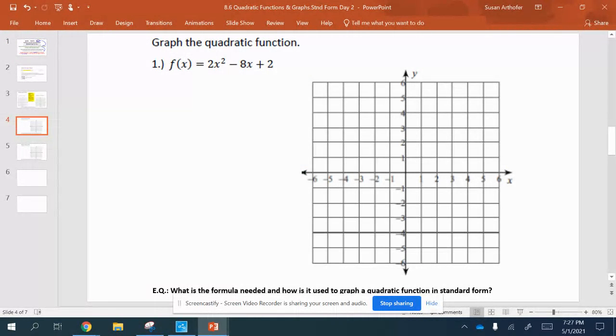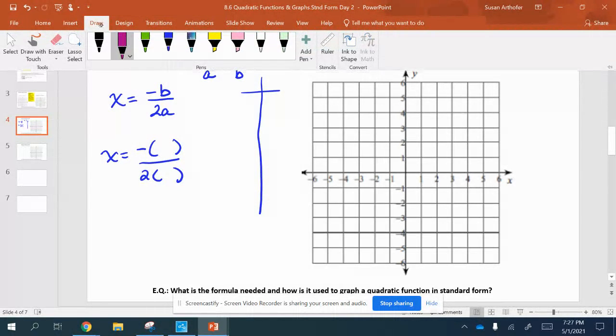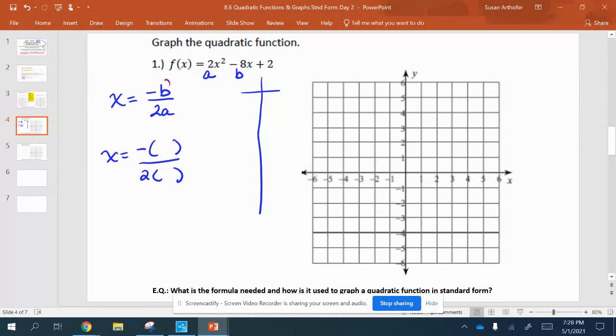So this is page 108, example 1, and it's to graph the quadratic function. You need to start with x equals negative b over 2a in order to create your t-chart. When you do x equals negative b over 2a, use parentheses. Identify a is 2, b is negative 8. So in this spot for b, I'm going to put in negative 8. In this spot for a, I'm going to put in 2.